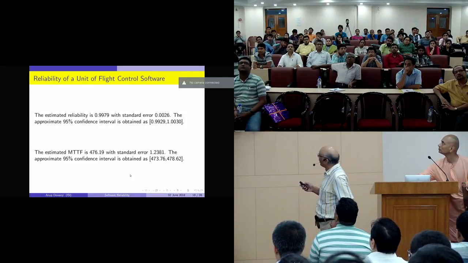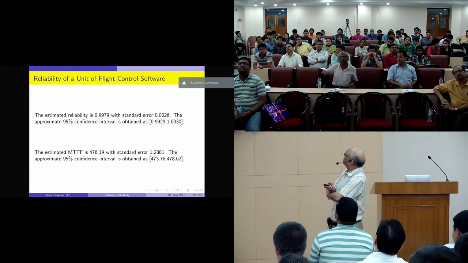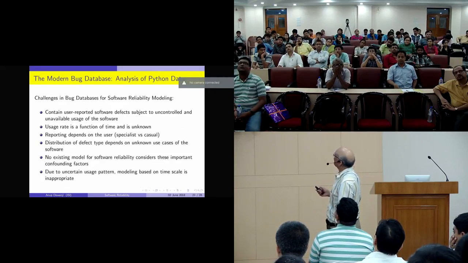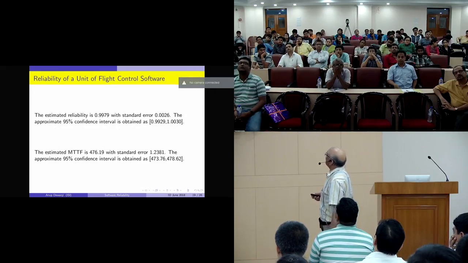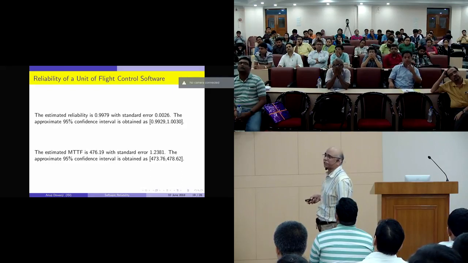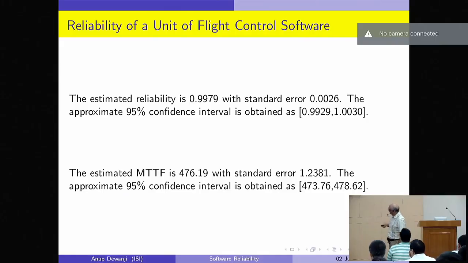So the estimated reliability is 0.9979. It means 21 out of 10,000 runs might give errors. That's the kind of reliability that software had. We had a standard error also, and the confidence interval 0.9929. The mean time to failure estimate was 476. So I can get the next 476 error-free runs on average. And those confidence interval statements are also there. Now, I probably don't have to say much about confidence intervals. These days, even newspaper articles give plus minus something. So all of you know that. So this is considered to be pretty good reliability.